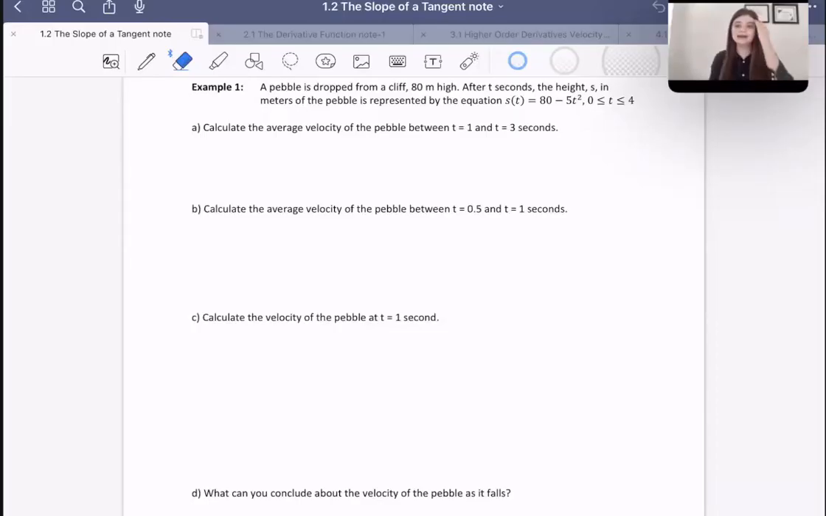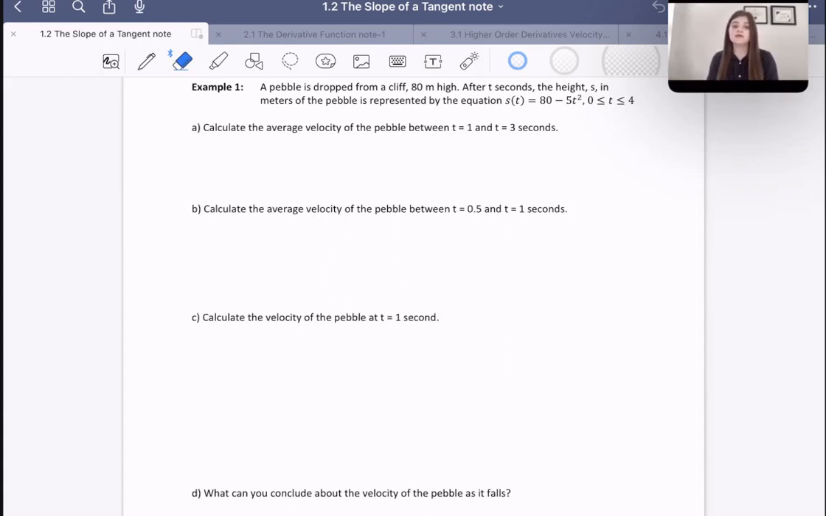Hello, everybody. Welcome back. Today we are going to be talking about rates of change. There are two types of rates of change. Recall that we have our average rate of change, which finds the average velocity, or the average rate of change between two separate points.